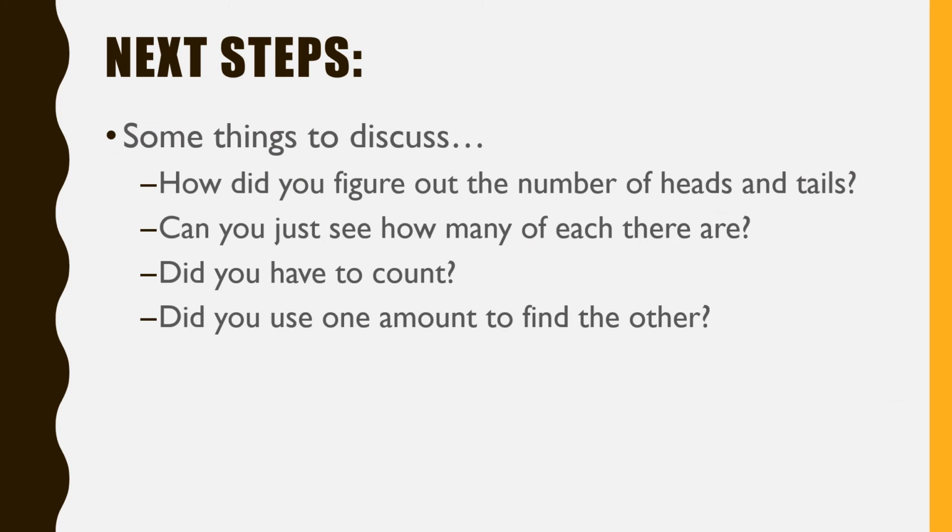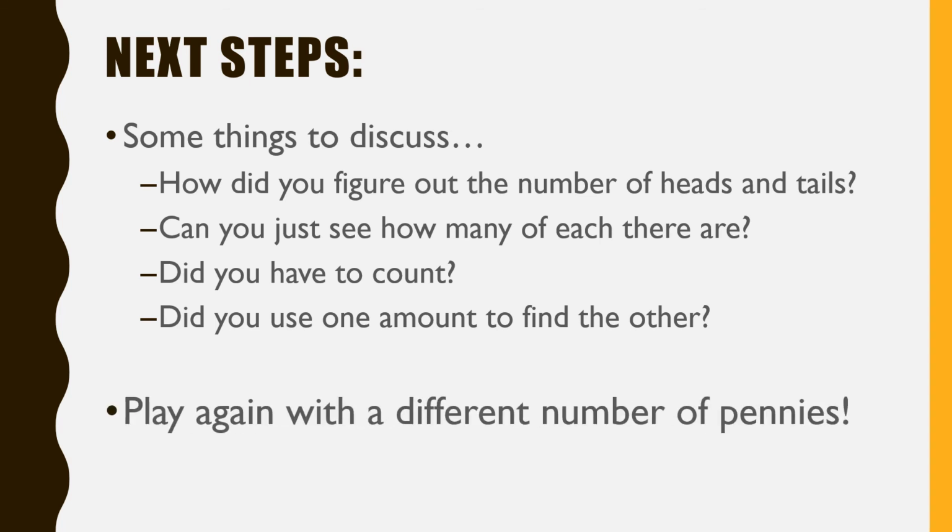After playing by dropping the 6 coins a few times, think about some of the ways that you were able to figure this out. How did you figure out the number of heads and tails? Were you able just to see how many of each there were? Did you have to even count them? What were some strategies that you were able to do? Did you use one amount to find the other? After thinking about and talking about this, play again with a different number of pennies.